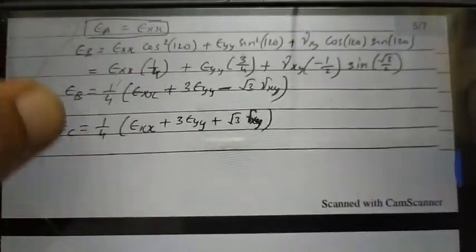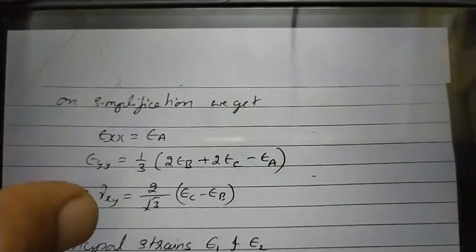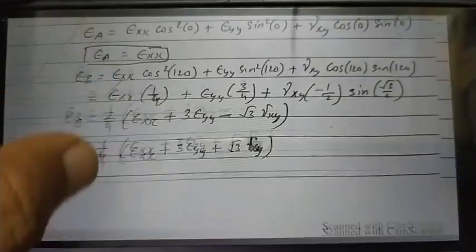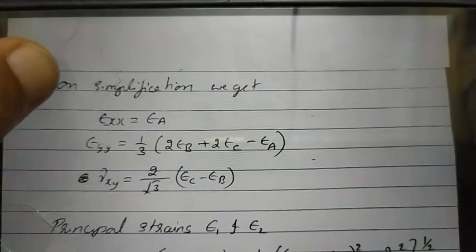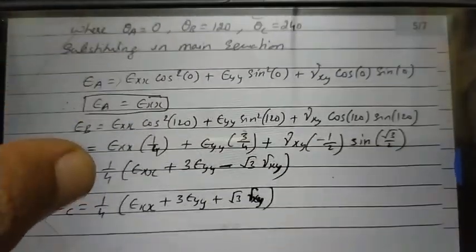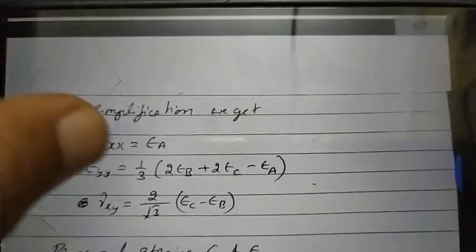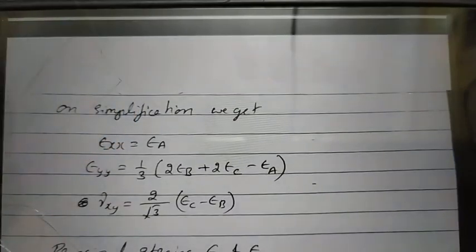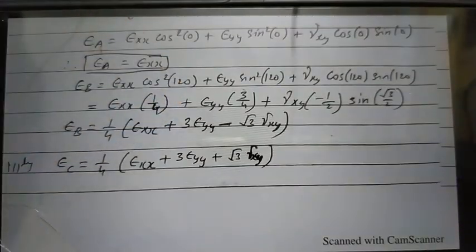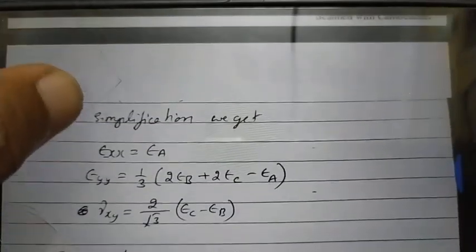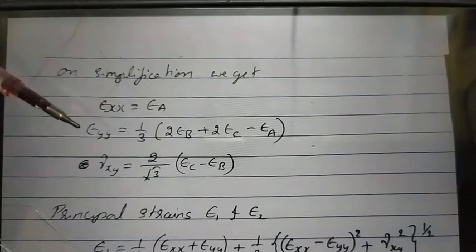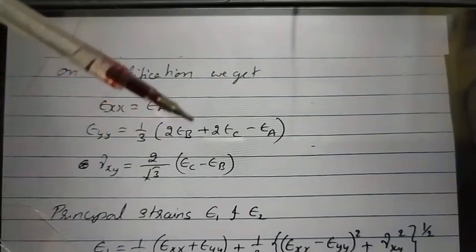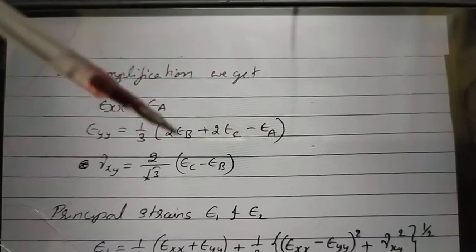Okay, we don't want epsilon A, epsilon B, and epsilon C. We want epsilon xx, epsilon yy, and gamma xy from these expressions. So what we do is interchange the values. Here epsilon xx we directly get as epsilon A, so we have written epsilon xx is equal to epsilon A. And for epsilon yy, you are going to just substitute the values, and you are going to write that epsilon yy is equal to 1 by 3 into 2 epsilon B plus 2 epsilon C minus epsilon A. It means you have to simplify these things.